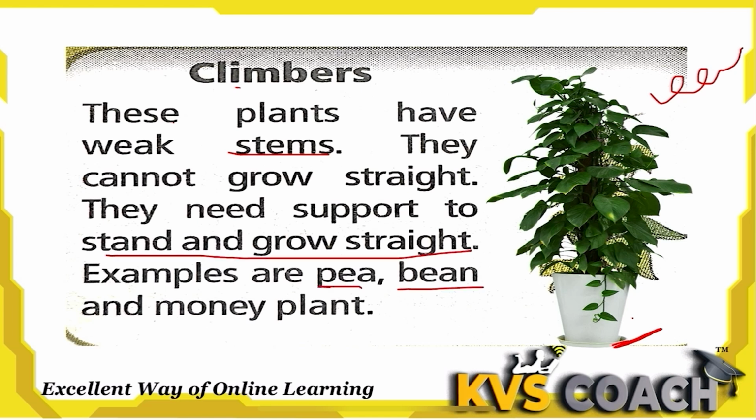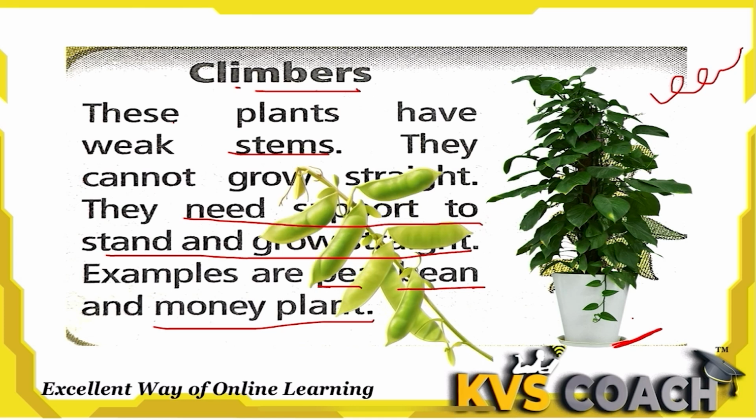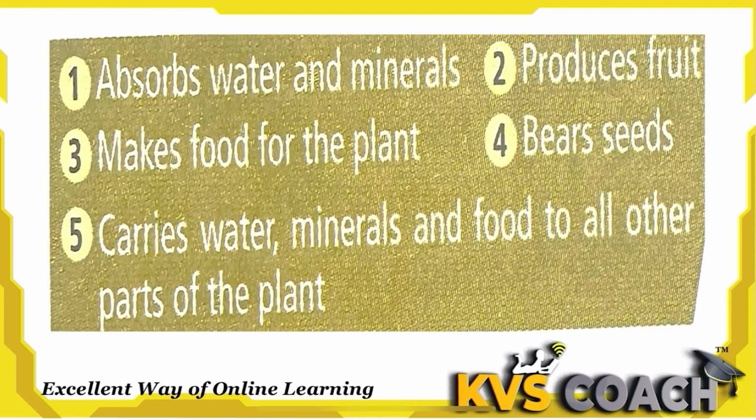Examples, pea, beans and money plant are climbers because they don't have a strong stem, so they need support from another plant. This is the stem and this is the pea plant. As you can see here, this is a pea plant and they also have lenticles. These lenticles take support from another plant so that they can stand straight.